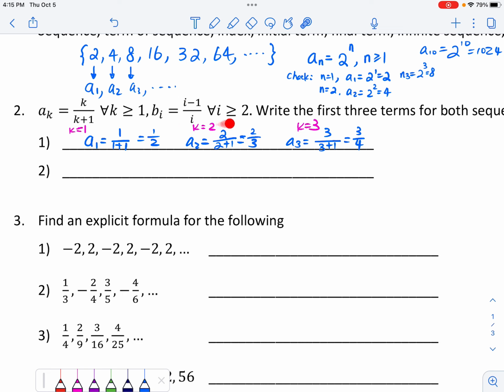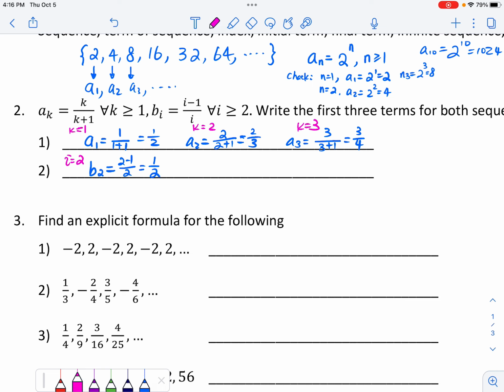Now let's take a look at the second one. Okay, here the index starts with 2, the i. It's not k. It starts with i. Then you look at i, the index i. When i is 2, so i starts with 2, right? Then my B2 is, so that will be your initial term now, 2 minus 1 over 2, which is 1/2.